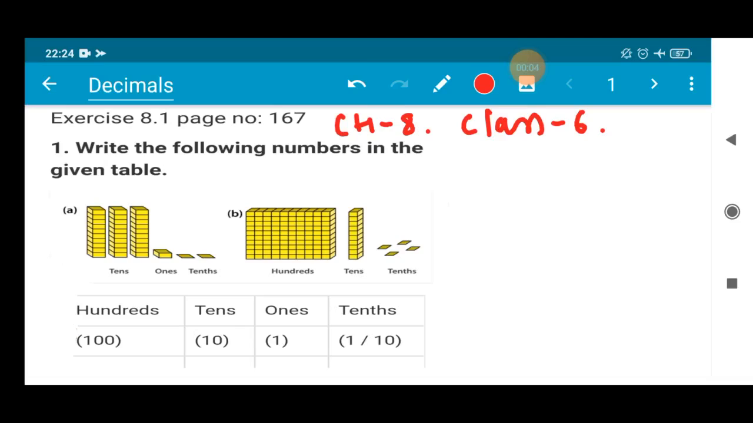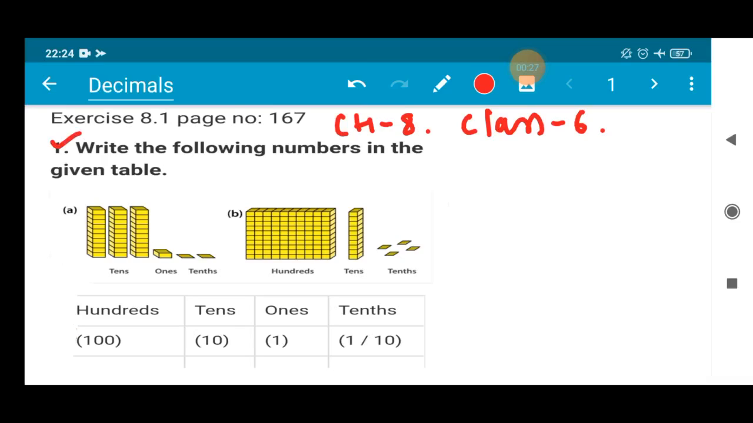So from today onwards we are going to start a new exercise, that is exercise 8.1, which is on page number 167 of your maths book. The name of the chapter is decimals, as we already started the introduction in yesterday's class. As mentioned, I'll be doing exercise 8.1 from today onwards. So question number 1 and 2 we are going to solve today.